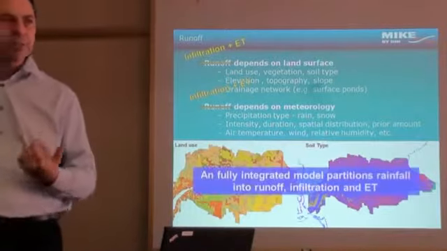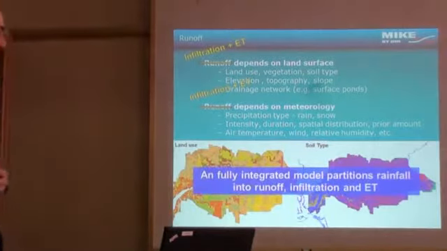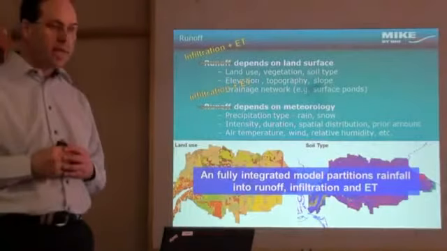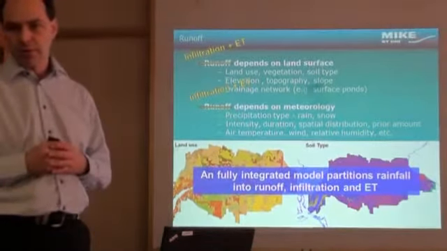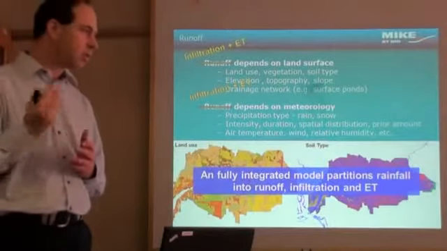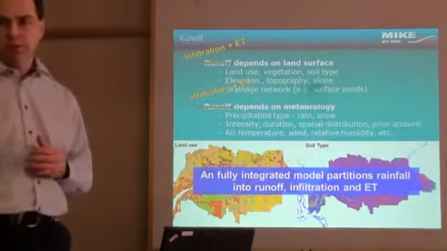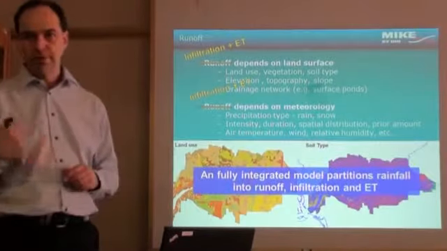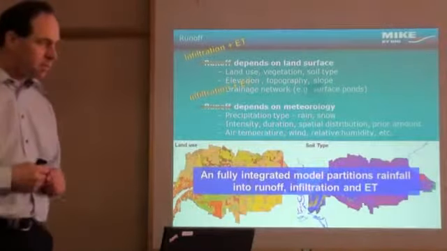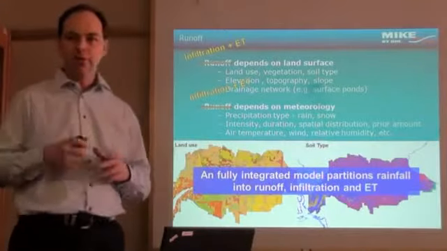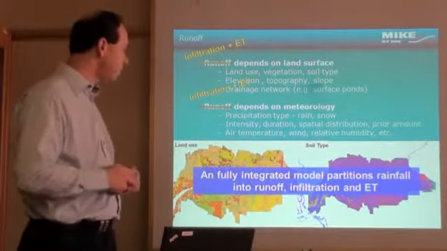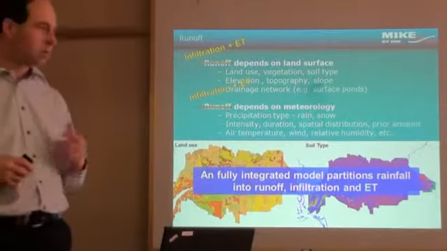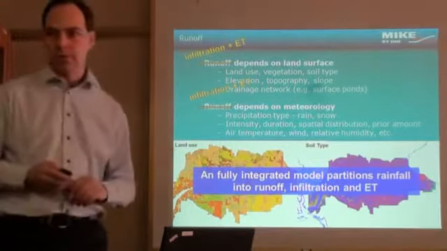So if you have a fully integrated, coupled groundwater surface water model, what the model is really doing is partitioning rainfall into those three components internally: infiltration, runoff, and evapotranspiration. It's doing that on an internal basis in the model. So you don't have to make assumptions like you would if you were doing a surface water model or a groundwater model separately.